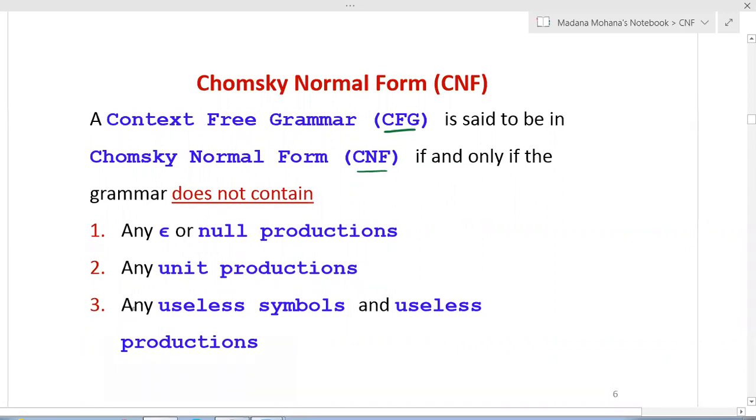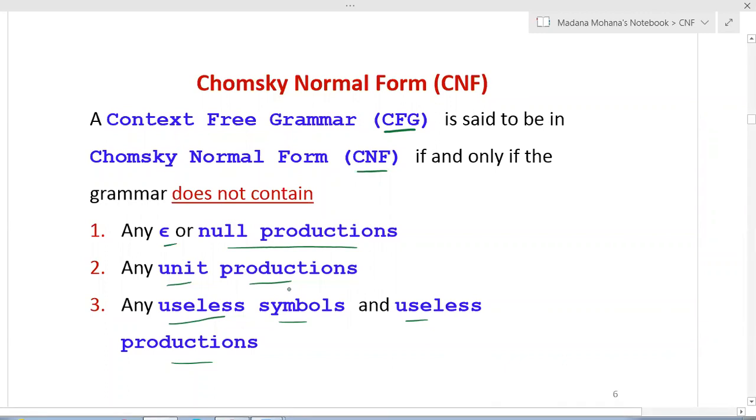not contain the following. The first one is any epsilon or null productions. Second one, any unit productions. Third one, any useless symbols and useless productions. How to eliminate these, if a given context-free grammar contains either epsilon productions or unit productions or useless symbols and useless productions? In our earlier lectures, we discussed all this with example problems.